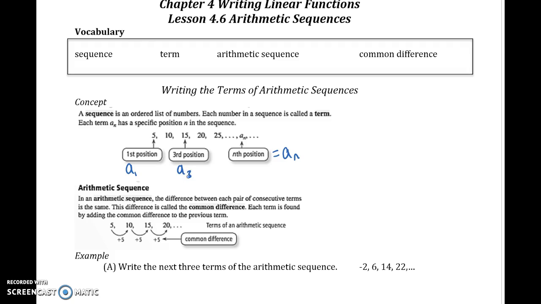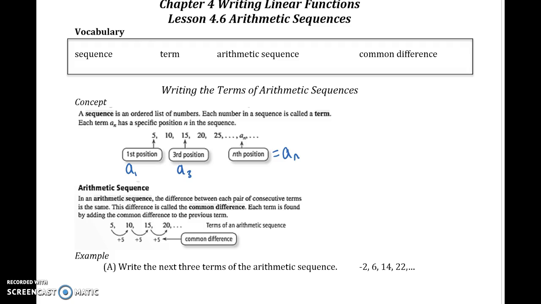Right? So we want to make sure we know what that means. Again, a sub 1 just means the first term in this sequence. A sub 3 is the third term in that sequence. A sub n is the nth term. And the nth term means anything you want, like the 15th term, the 20th term, the third term, the fourth term, right? The n just represents a number.